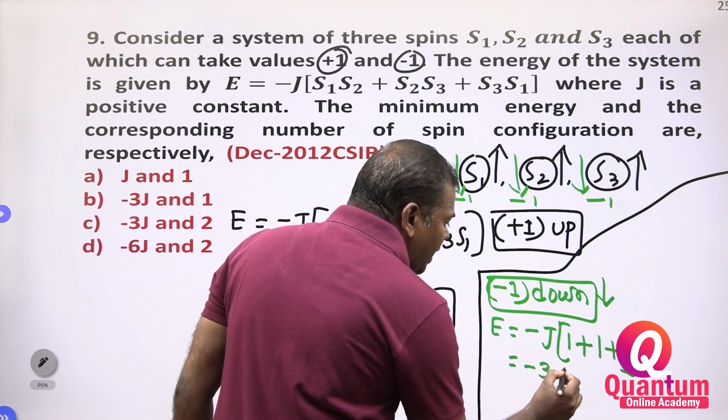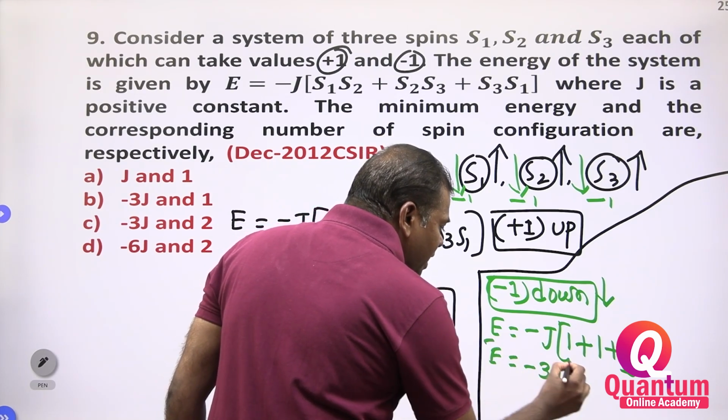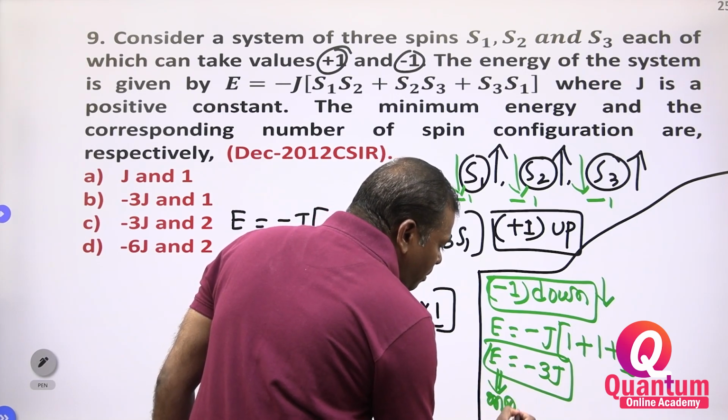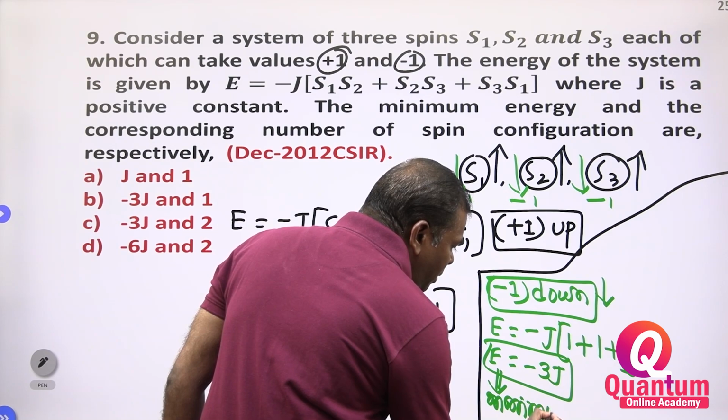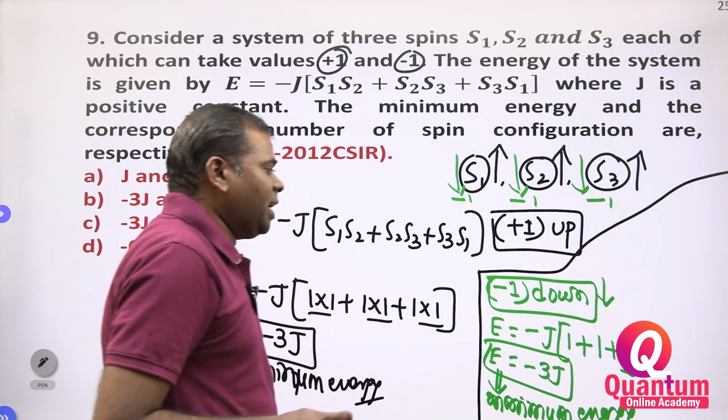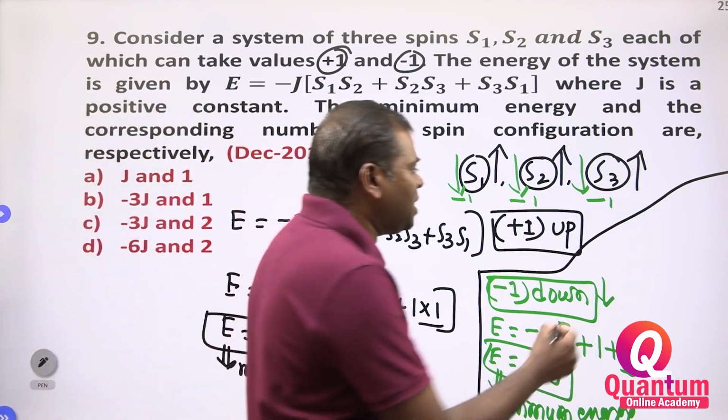Therefore, here also we are getting -3J. Which energy is this? Minimum energy only. -3J is the minimum energy. Minimum energy, right? Then we will get the maximum energy.